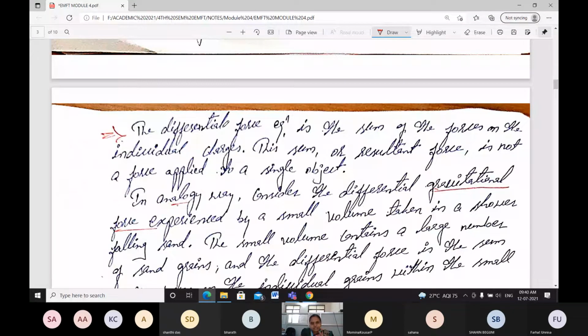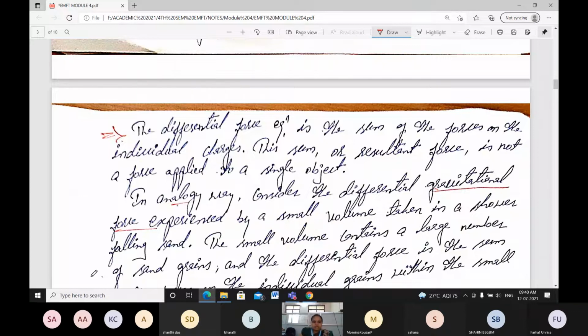The differential force equation is the sum of the forces on the individual charges, and this sum or resultant force is not a force applied to a single object. The force that is going to happen is not going to be applied to a single object.